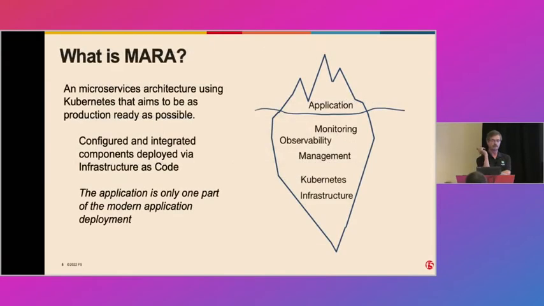Taking it into this application space, we started with MAR, the Modern Applications Reference Architecture. It's a microservices architecture, used in Kubernetes, and designed to be production ready. We didn't want a toy app, so we built this to reflect what happens in the real world. Interestingly enough, the application really is only one part of this.